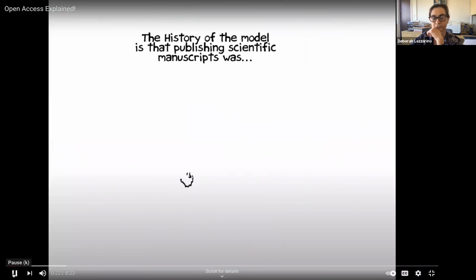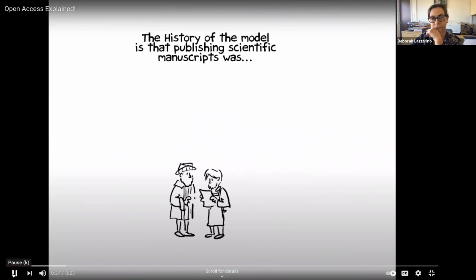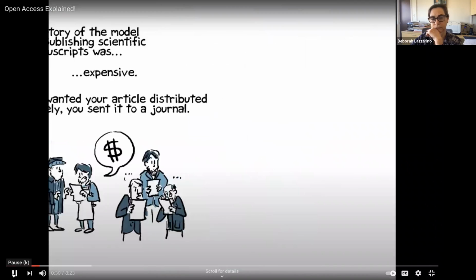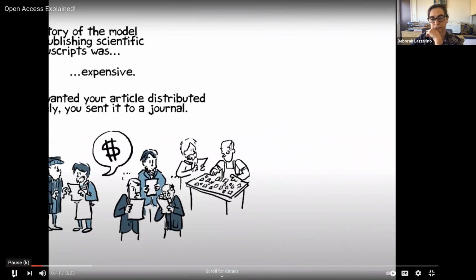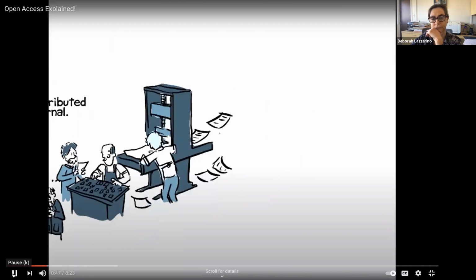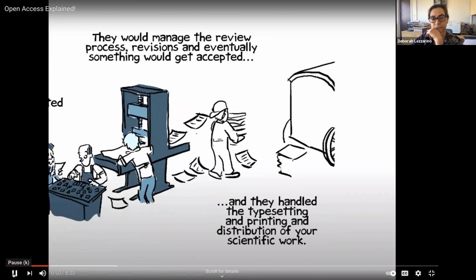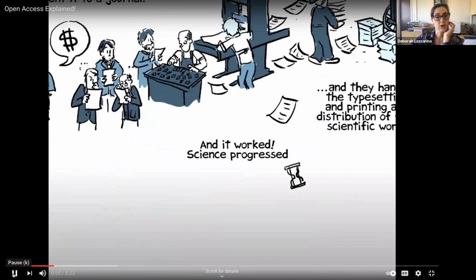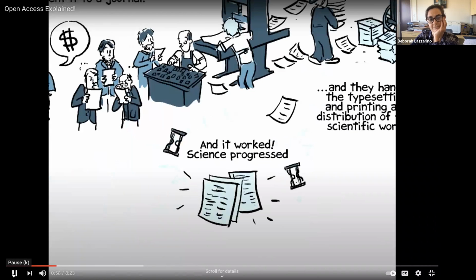The history of the model is that publishing scientific manuscripts, especially ones with complex, detailed color figures, was expensive. So if you wanted your article distributed broadly and widely, you sent it to one of these journals, and they would manage the review process and the communications with reviewers and revisions, and eventually something would be accepted, and they handled the typesetting and the printing and the distribution of your scientific work. And it worked great. Science progressed pretty well, and it became a good way to distribute scientific papers.